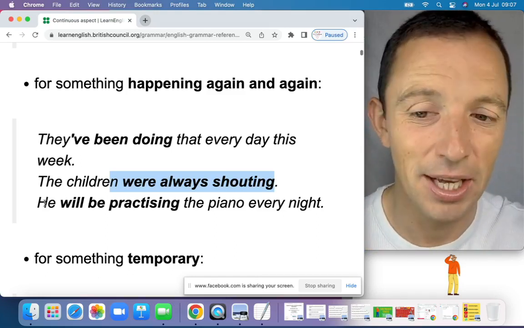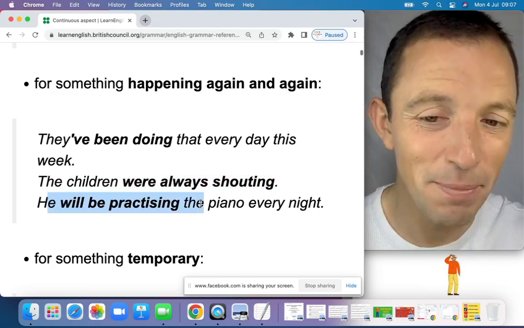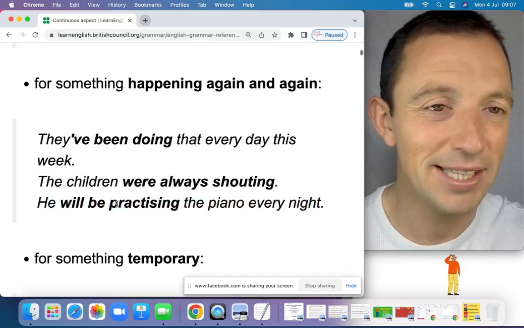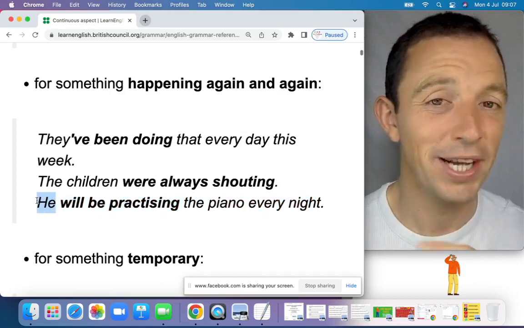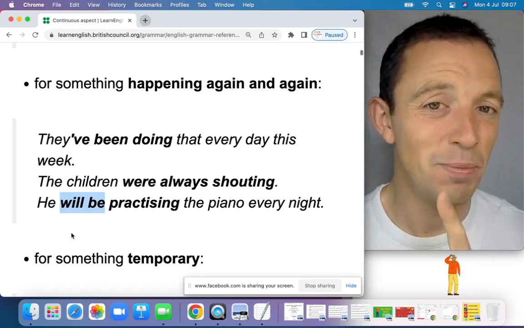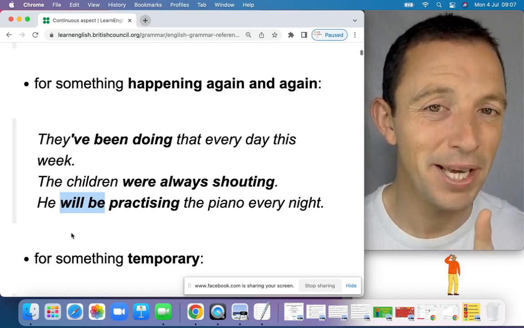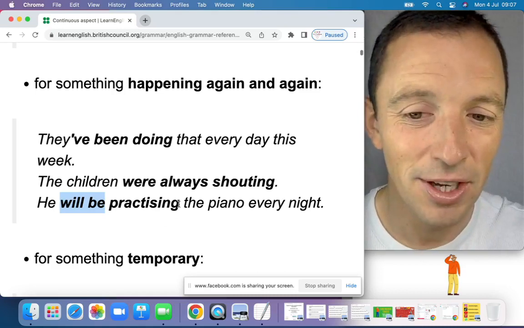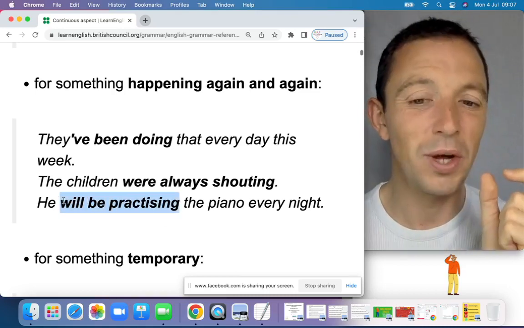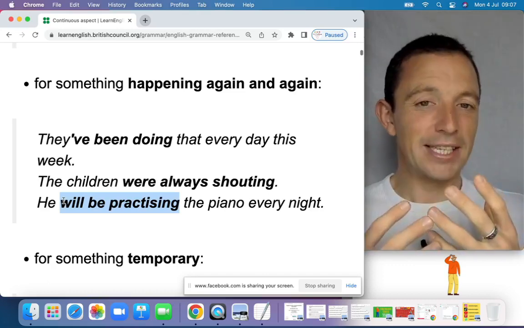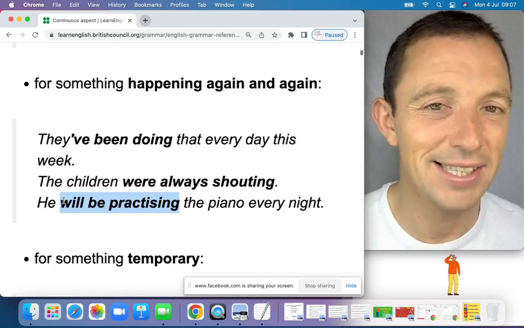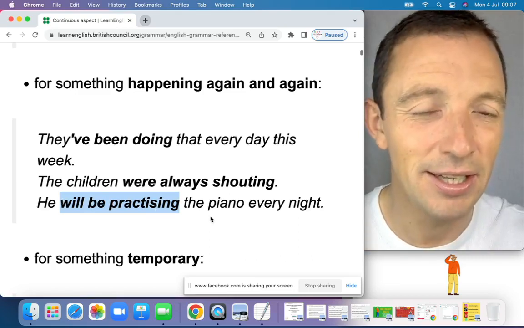And the next example, he will be practicing the piano every night. The subject is he. The auxiliary extra verb is the verb to be in the future. He will be. And the gerund or the ing form is practicing, and this is the future continuous. He will be practicing. Practice the object, practicing the piano. He will be practicing the piano every night.